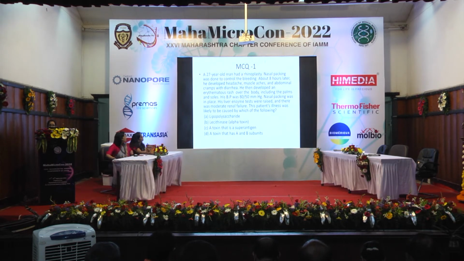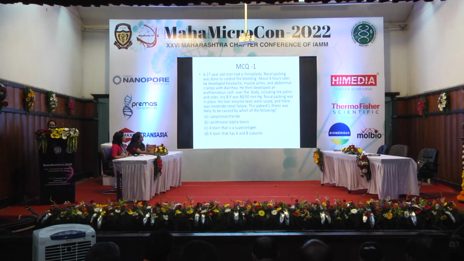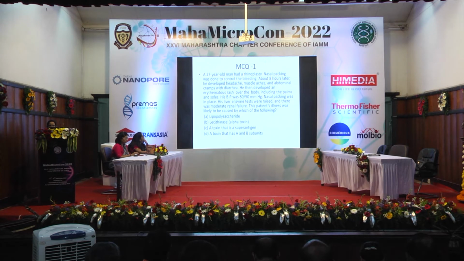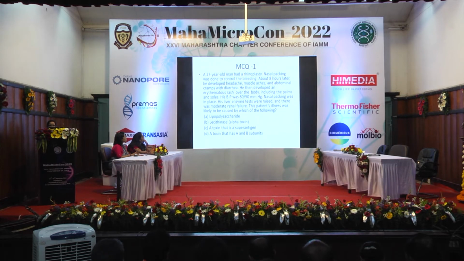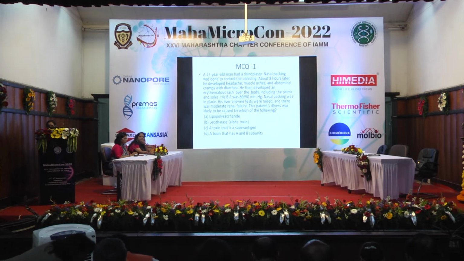His BP was 80 by 50 millimeters of mercury. Nasal packing was still in place. His liver enzymes were raised and there was moderate renal failure. The patient's illness was likely to be caused by which of the following? Lipopolysaccharide, lecithinase, that is the alpha toxin, a toxin which is a super antigen, or a toxin which has A and B subunits.